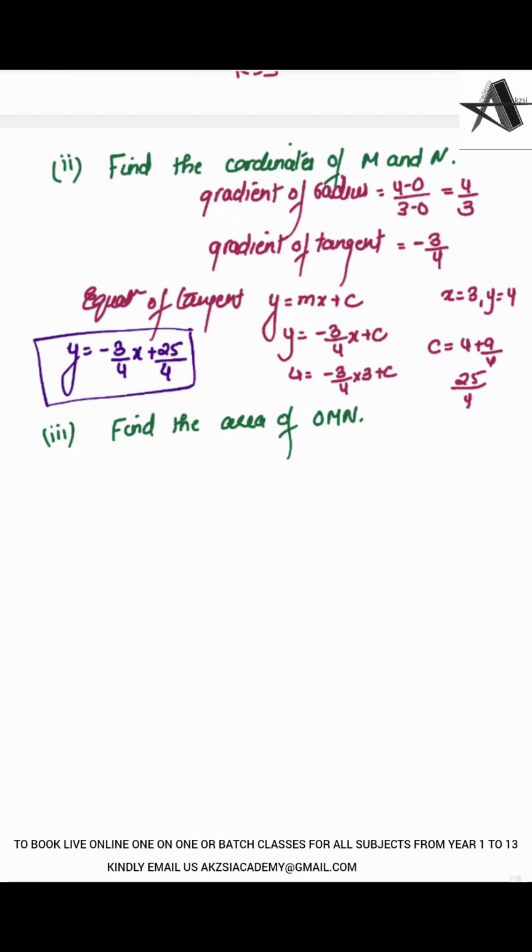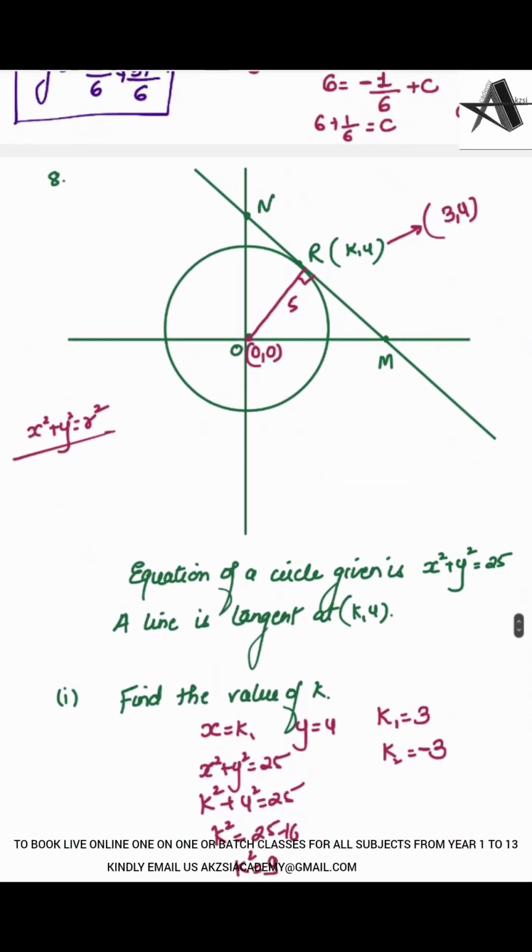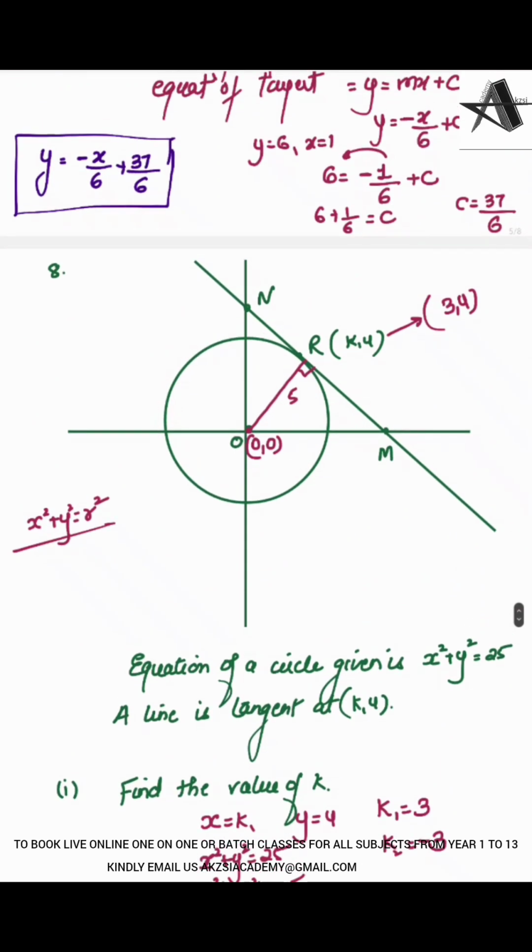Next it says find the area of OMN. Let me work it here itself. OMN means this whole triangle they are talking about. Let me remove this so that we get a better idea which triangle we are talking about: this, this and this. Definitely this is a right angle triangle, so I can apply half times base times height to calculate the area. Base is this and height is this, which means I should know the coordinates of M and N.